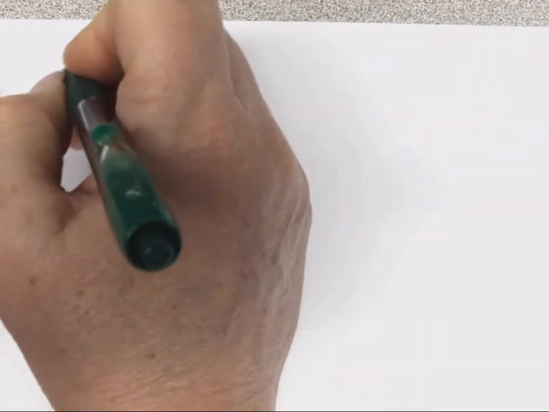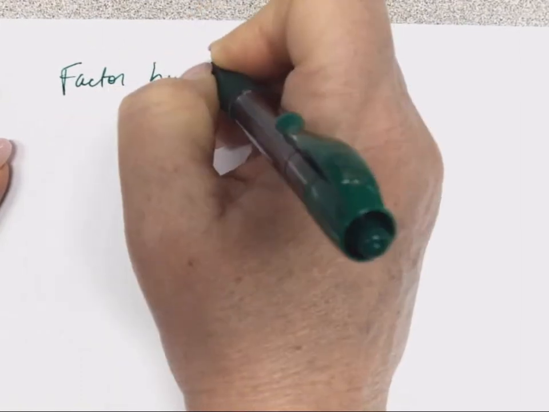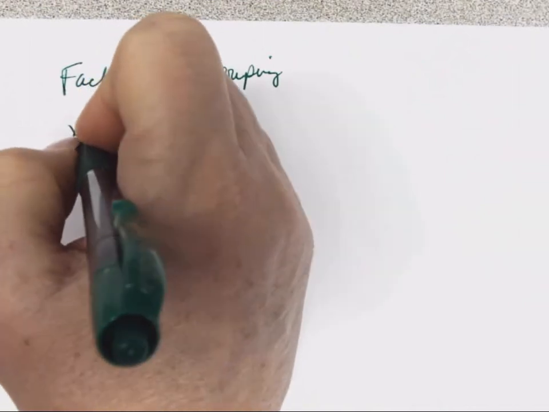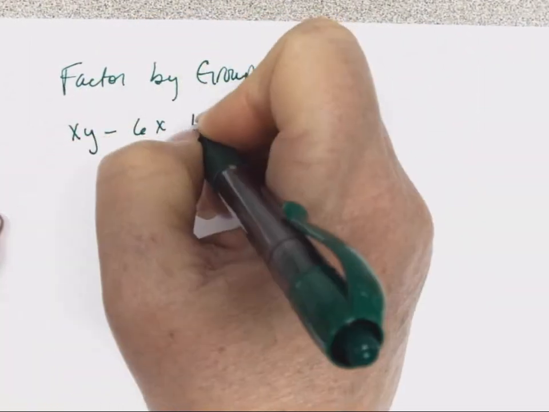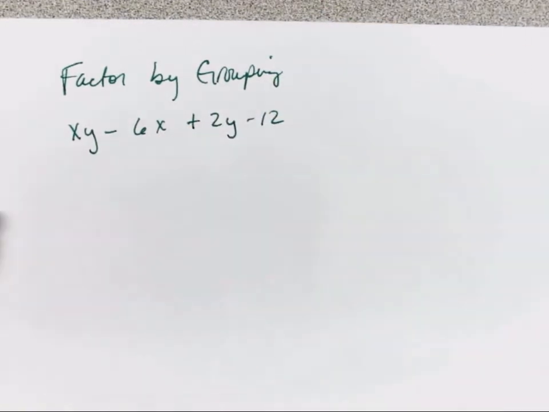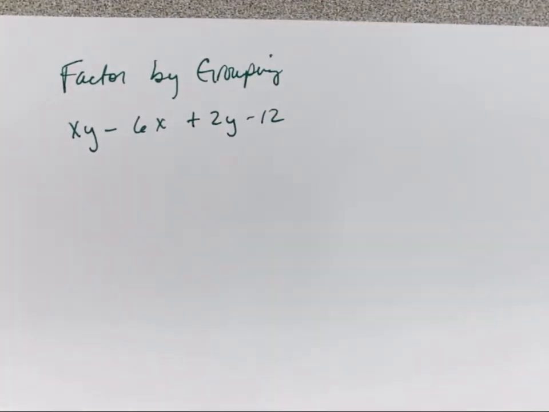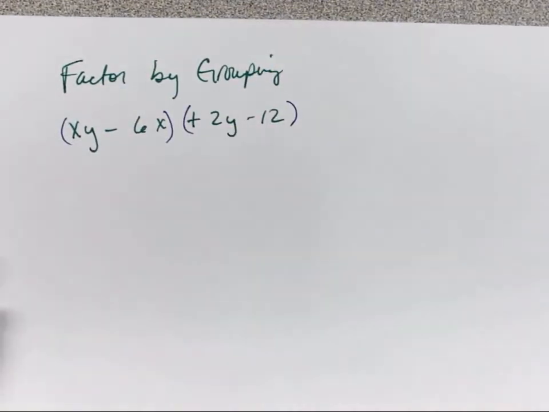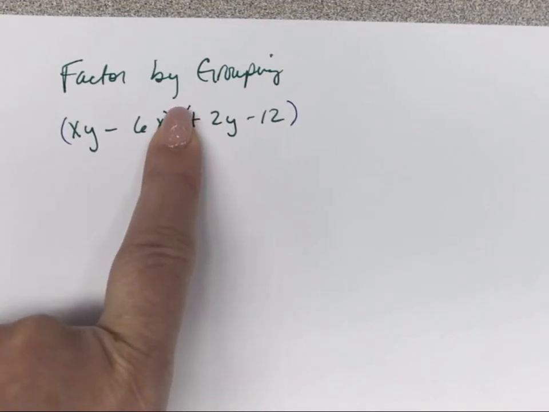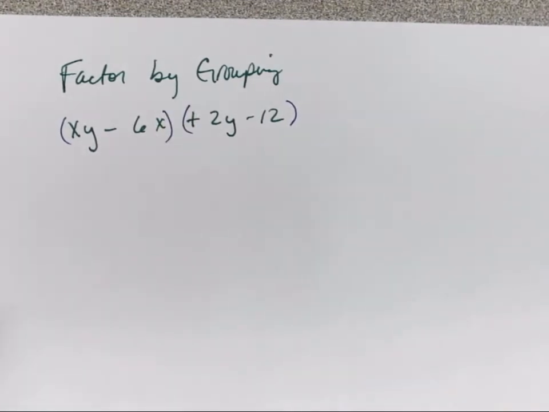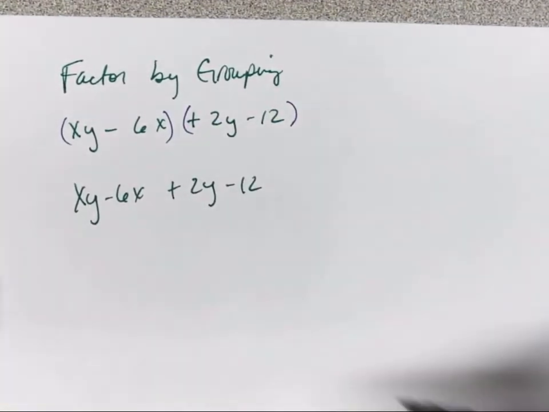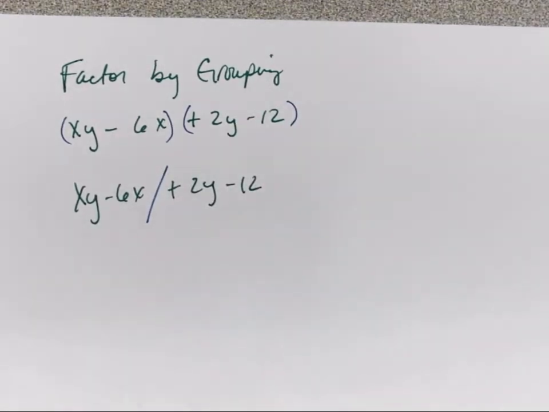So we are factoring by grouping. If I have xy minus 6x plus 2y minus 12, like I said, you can do the parentheses where you group it. So you can do this like that. But the problem I have with that is it kind of looks like you're multiplying here and you're not. So what I prefer to do is to just draw one line, because you really just want to split it. It's not division here either, it's just splitting it.